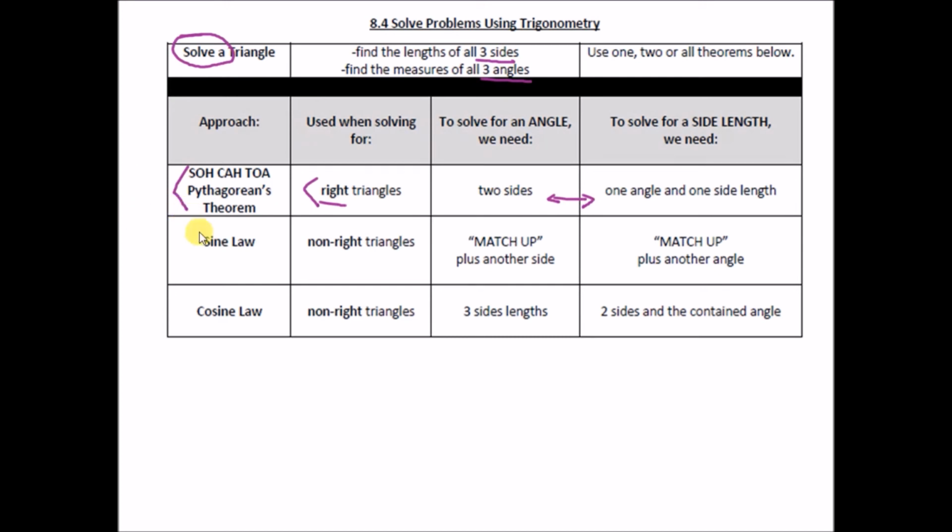Now, sine law. Sine law is used for non-right triangles, so predominantly in this course, acute triangles. We need a matchup plus another side or a matchup plus another angle in order to solve. So if we're given that extra side, we can solve for the angle. And if we're given an extra angle, we can solve for a side.